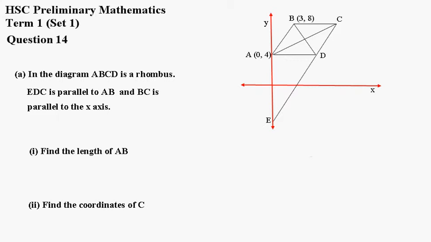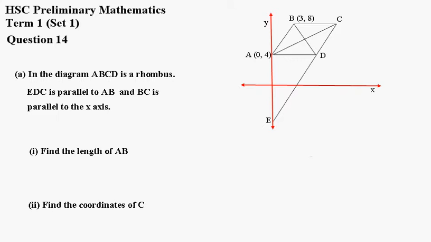Question 14, part A. In the diagram, ABCD is a rhombus. That means all the sides are the same in length. EDC is parallel to AB, and BC is parallel to the x-axis. Find the length of AB, and part 2, find the coordinates of C.